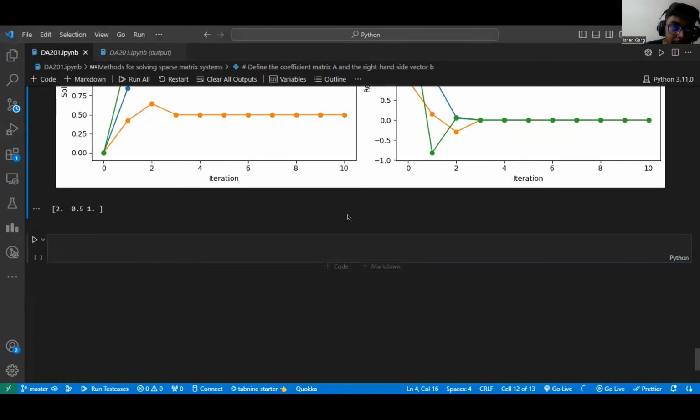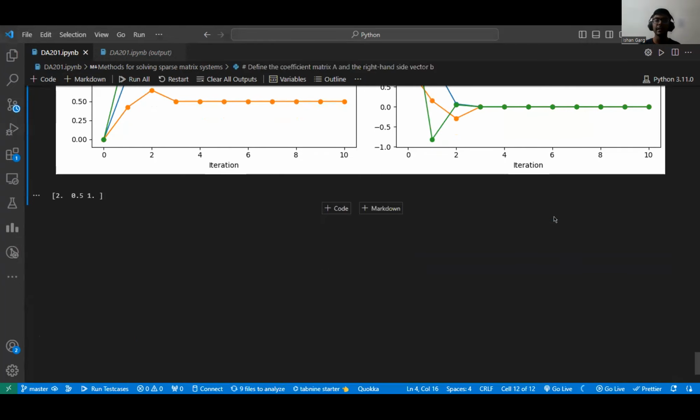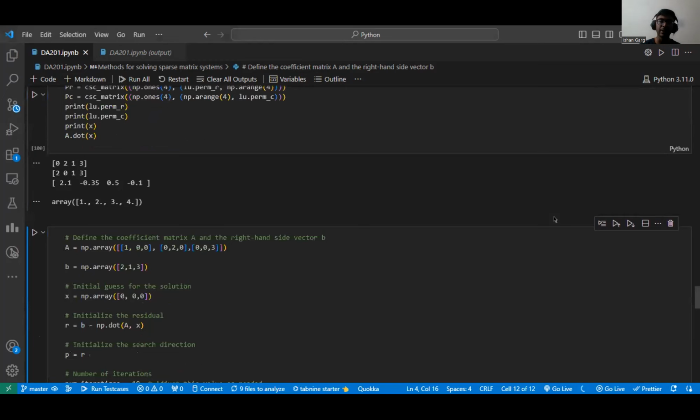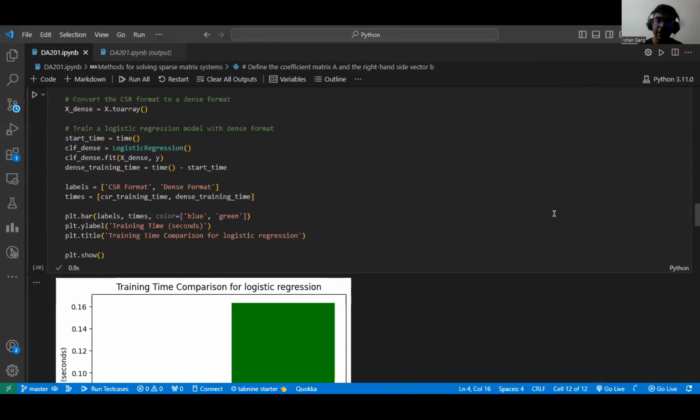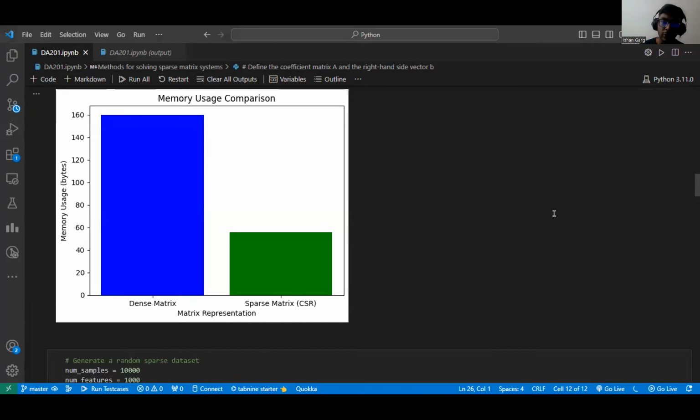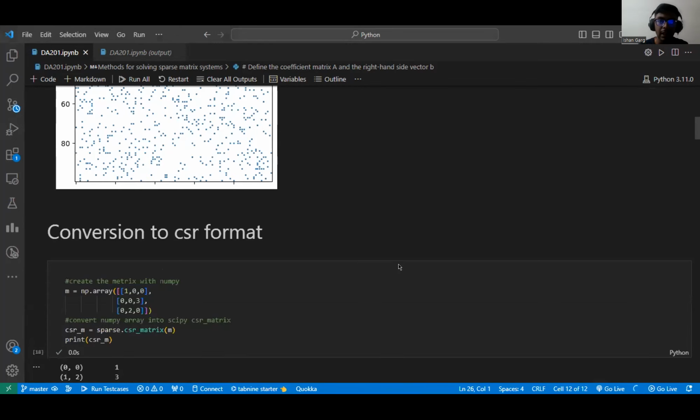So with this, we can say we now have a good knowledge of what sparse matrices are, how we can visualize them, how they are represented, how we can solve linear systems with them. So with this, I end the video.